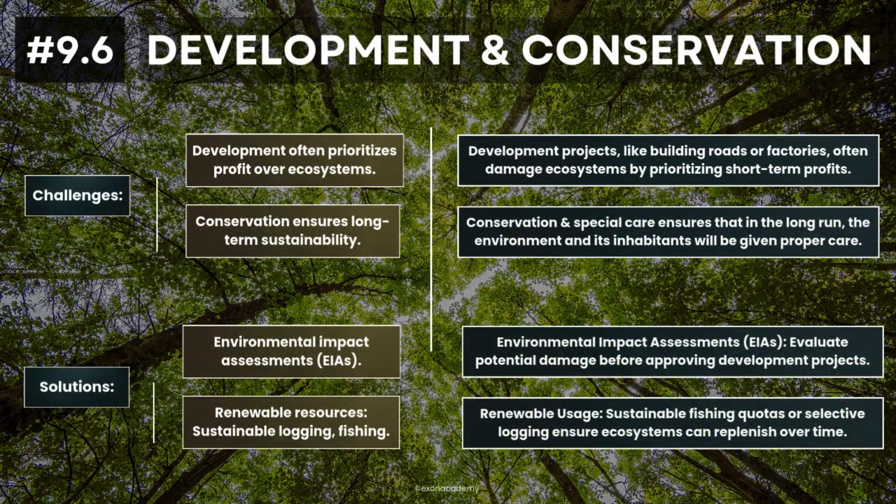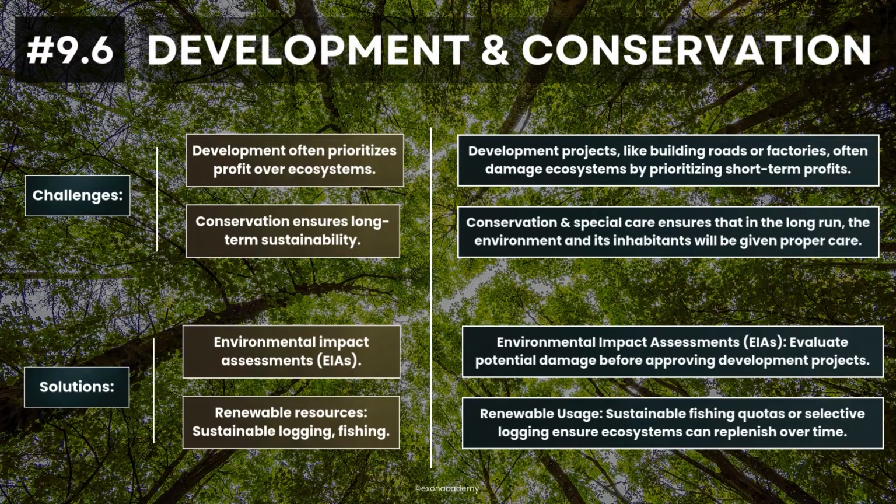Chapter number 9.6, Balancing Development and Conservation. Balancing development and conservation is essential for sustainable growth. Its challenges include development projects, like building roads or factories, which often damage ecosystems by prioritizing short term profits. Its solution includes environmental impact assessments (EIAs), which evaluate potential damage before approving development projects.